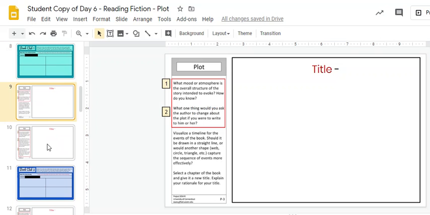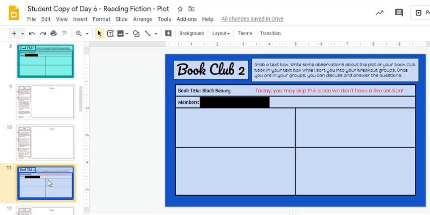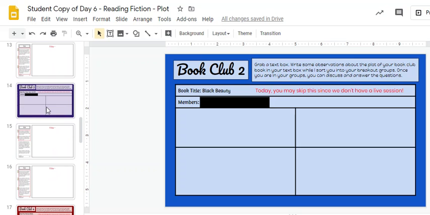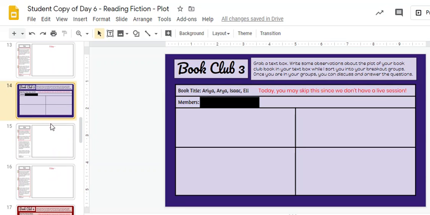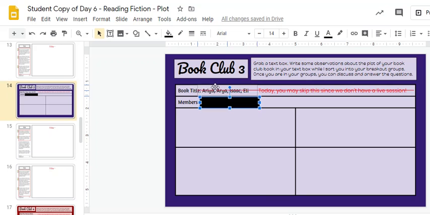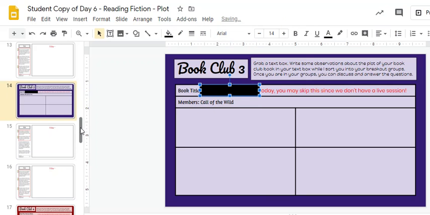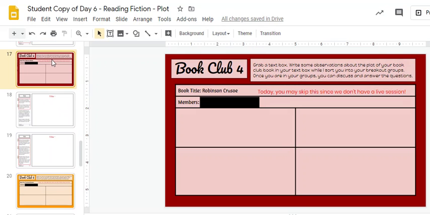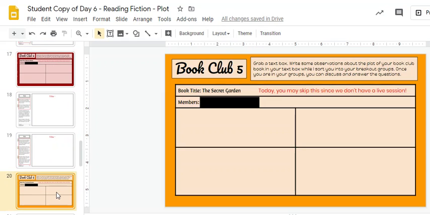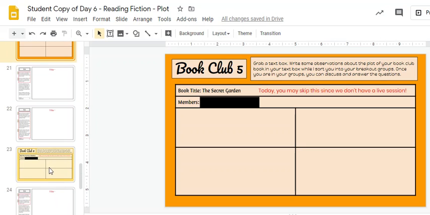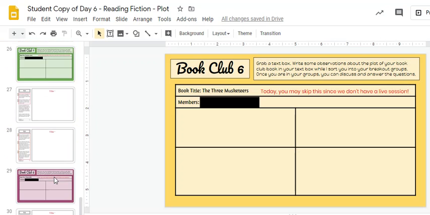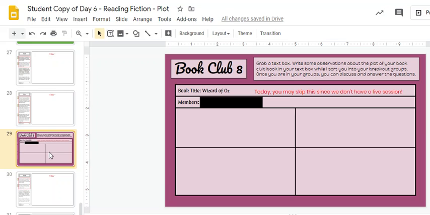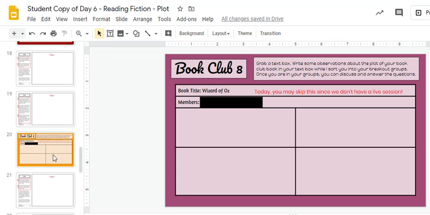So here, this is group 1, group 2. Group 1 is Anne of Green Gables. Group 2 is Black Beauty. Group 3, I put the people's names in the wrong place, is Call of the Wild. Group 4 is Robinson Crusoe. Group 5 is The Secret Garden. Group 6 is The Three Musketeers. Group 7 is Treasure Island. And Group 8 is The Wizard of Oz. So that's where you will be working.